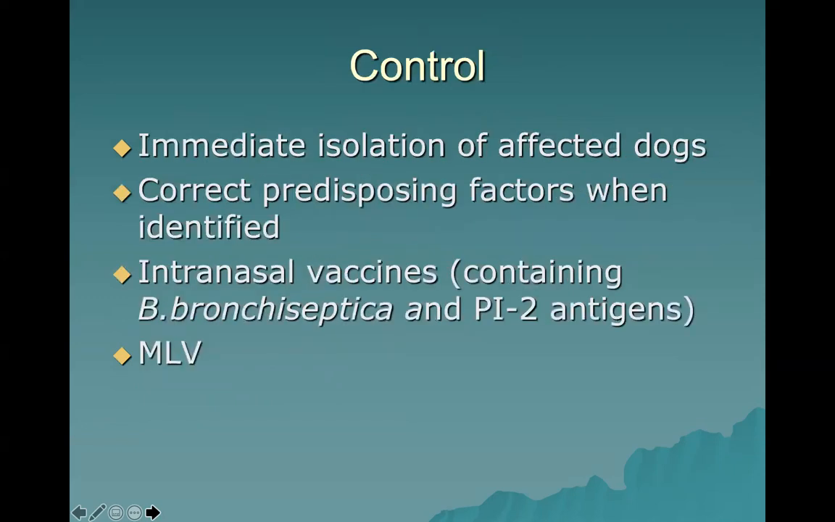For the control measures, isolate the affected dogs immediately, and correct the predisposing or contributing factors when identified. There is a vaccine commercially available to protect dogs from kennel cough or infectious canine tracheobronchitis. One is the intranasal vaccine containing Bordetella bronchoseptica and para-influenza 2 antigen.